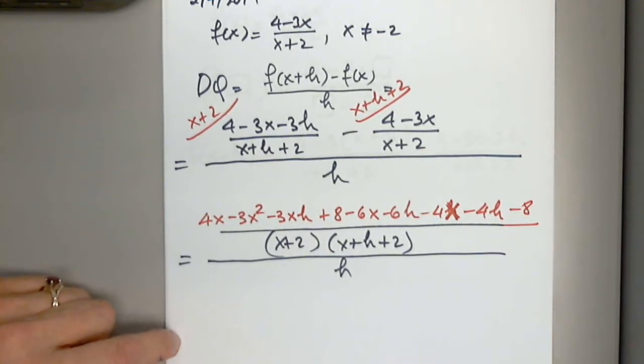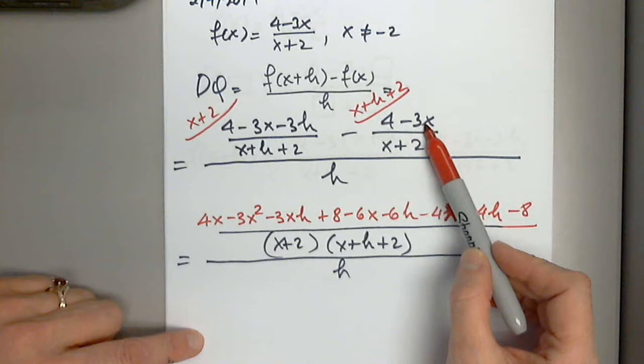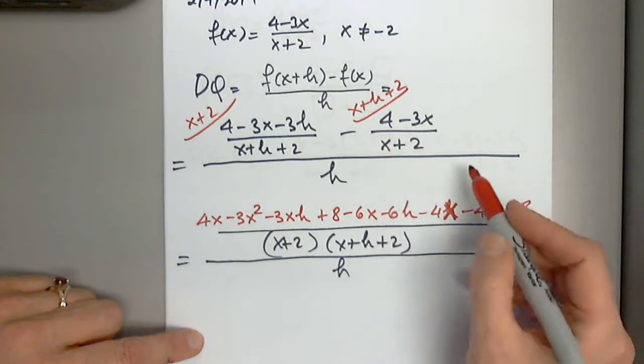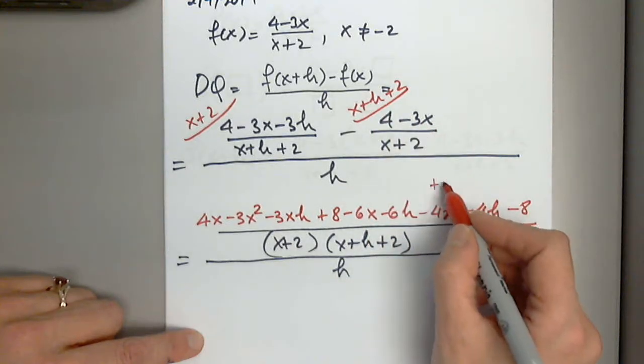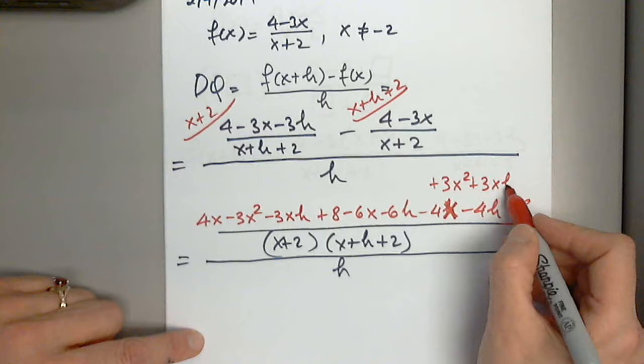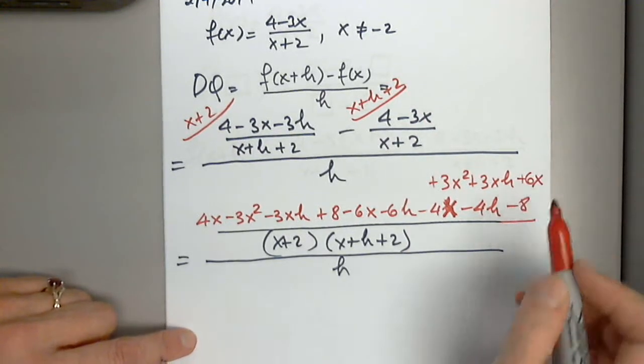You will learn very quickly that I always run out of room. Sorry about that. Negative 1 times negative 3x, and now this cancels the minuses. So 3x times x is plus 3x squared. 3x times h is plus 3xh. And 3x times 2 is plus 6x.